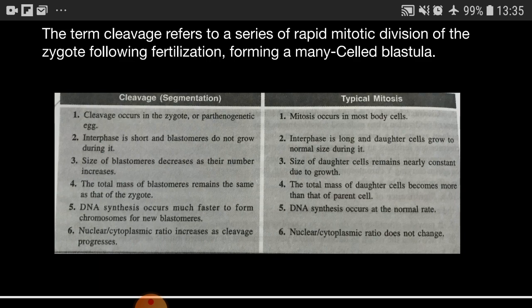DNA synthesis occurs much faster to form chromosomes for new blastomeres, whereas DNA synthesis occurs at the normal rate in mitosis. The nucleocytoplasmic ratio increases as cleavage progresses, whereas the nucleocytoplasmic ratio does not change in mitosis. So, is that clear? This is the difference between the divisions known as cleavage and mitosis, how we can differentiate the two.